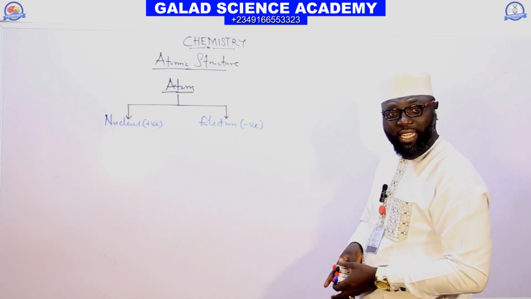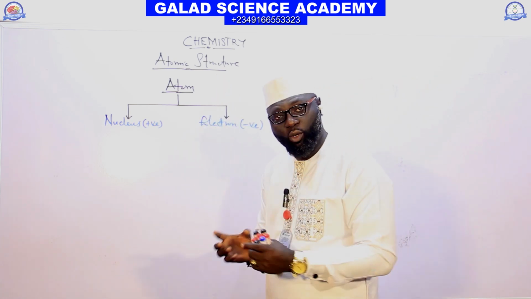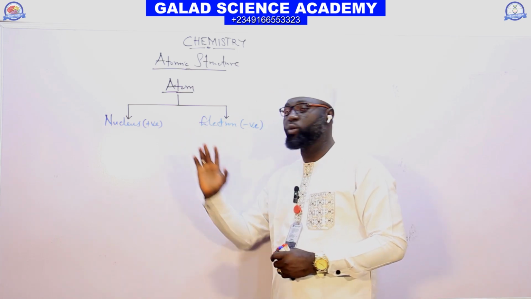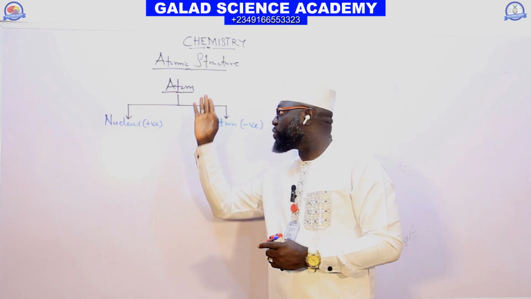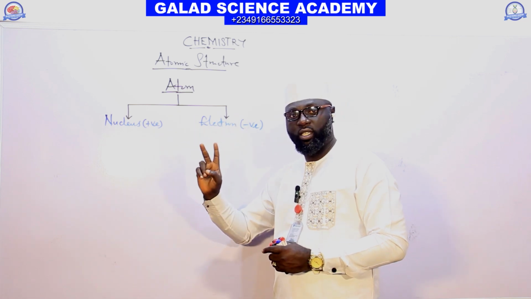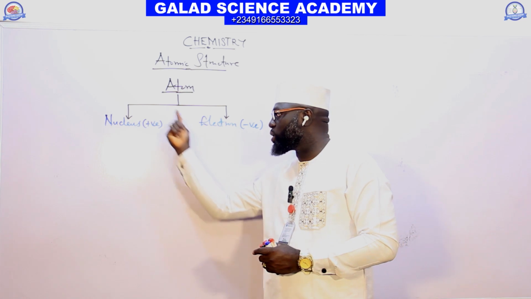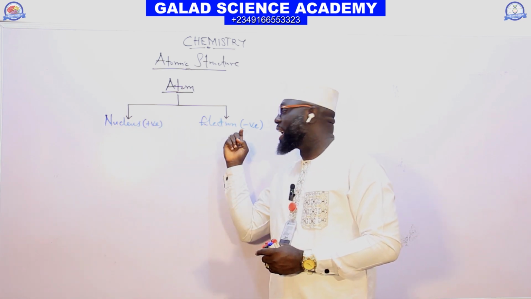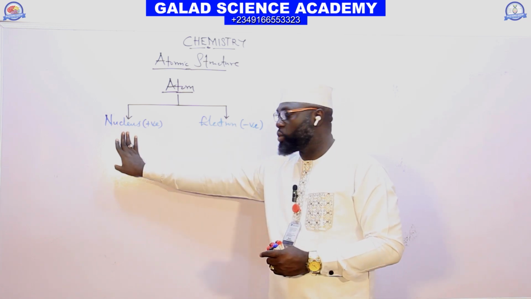So I said an atom is the basic particle or part of an element that takes part in a chemical reaction. The components of an atom are two things. A typical atom comprises the positive central nucleus and negatively charged electrons, which orbit the nucleus.